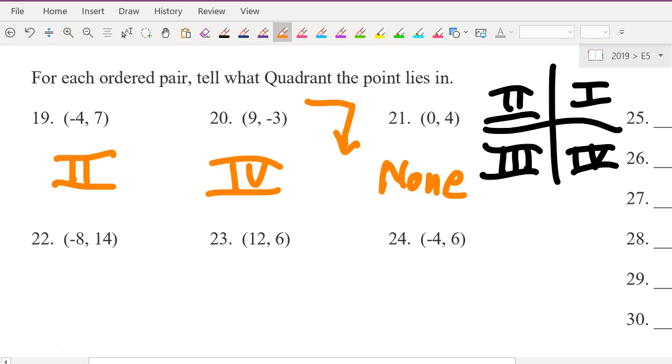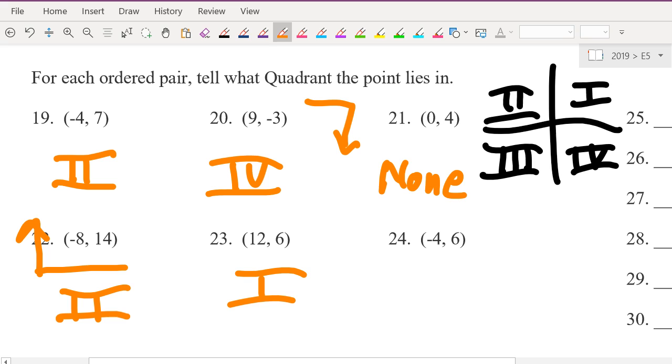Alright, what about negative 8, 14? So you go left and up. So that's just like 19. Okay, 23, positive and positive. That's always going to be quadrant 1. Negative and then positive, that's the same as 19 and 22. That's quadrant 2. I didn't have any in 3. There was no quadrant 3 on the homework either. Alright, can I move on?